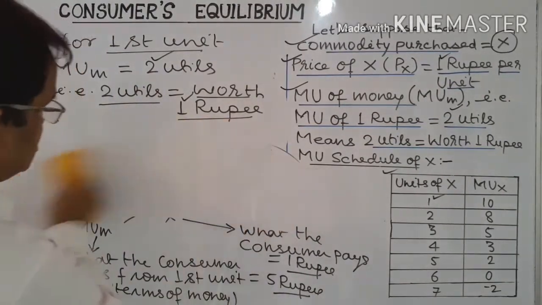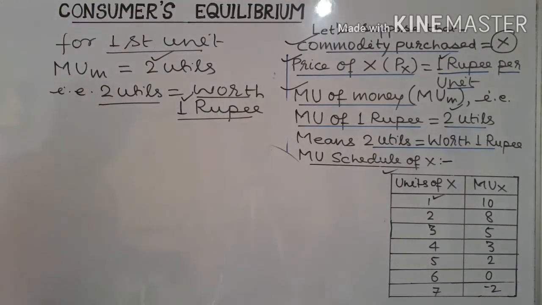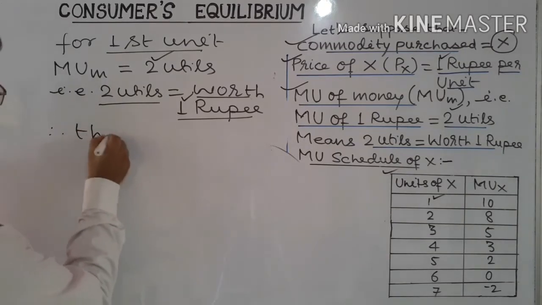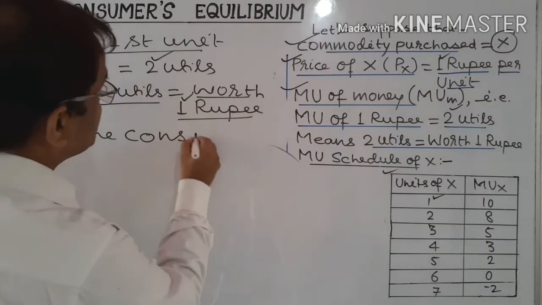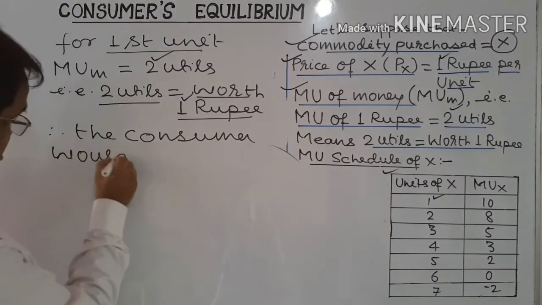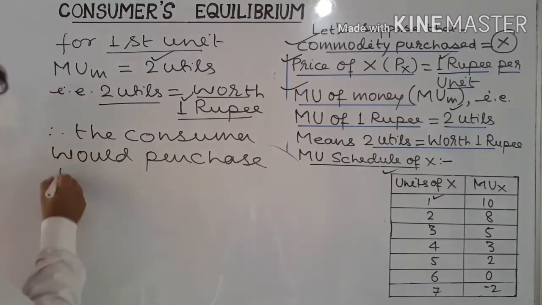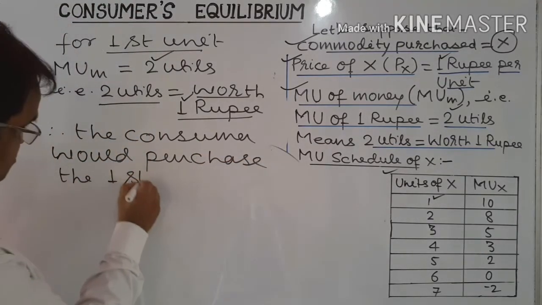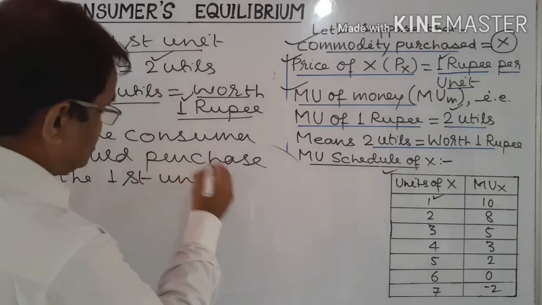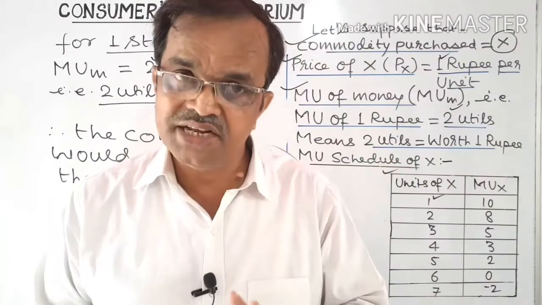तो first unit का consumption करेगा, परचेज करेगा. That is a simple decision taken by the consumer. तो therefore लिखेंगे क्या हम कि therefore the consumer would purchase the first unit. मींस पहला यूनिट हमारा ये परचेज करेगा. क्यों करेगा? Because the satisfaction in terms of money is more than the price paid by the consumer for that first unit of the commodity.